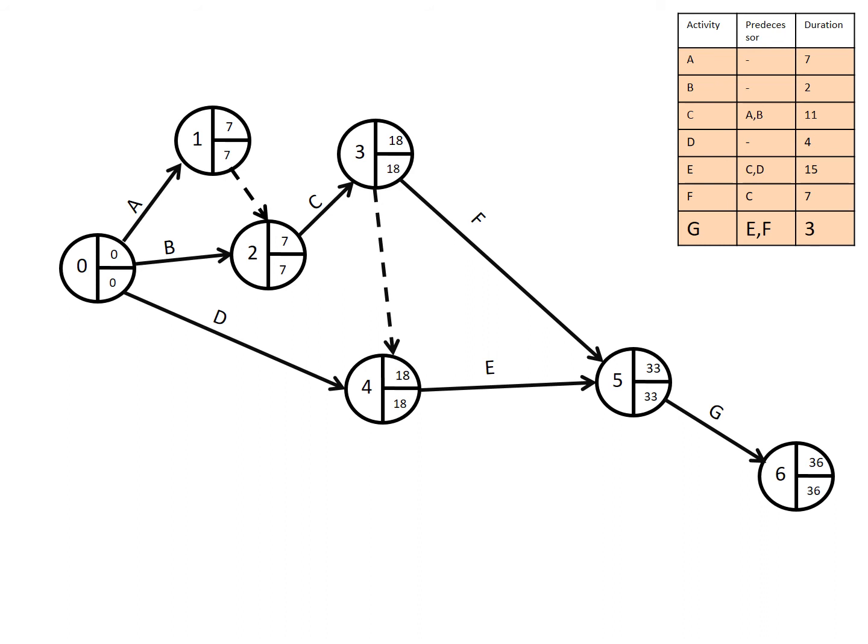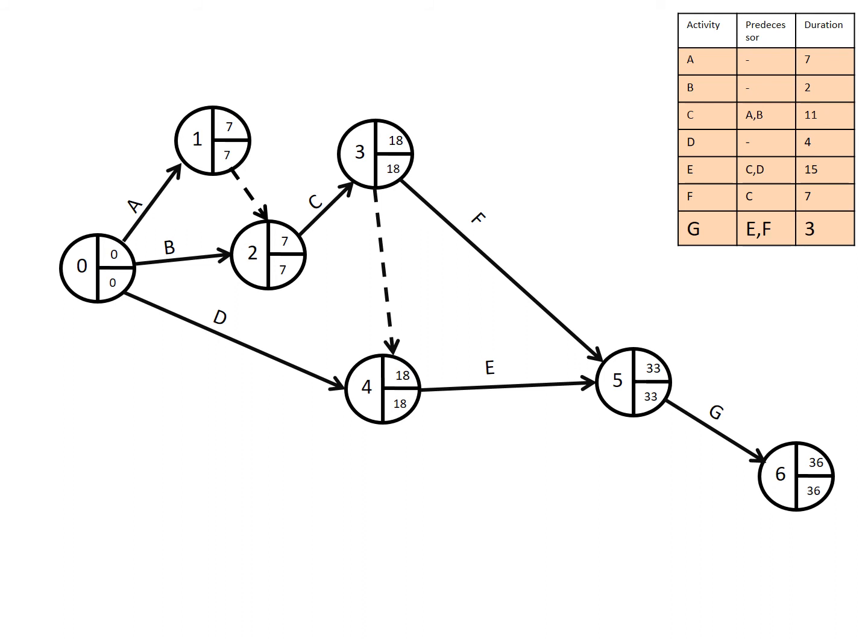A point to note is that you'll discover there are some events which have the earliest start time and the earliest finish time being equal, like event 0, event 1, event 2, event 3, event 4, event 5, event 6. This implies that these particular events will be joined by a critical path.